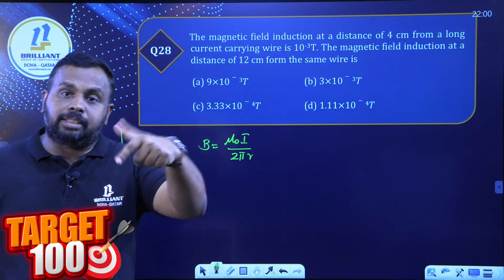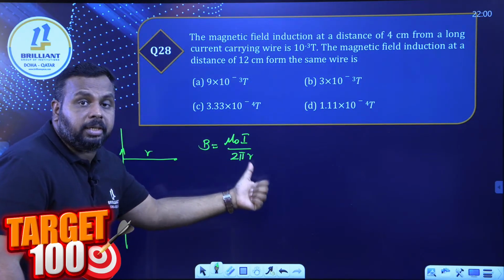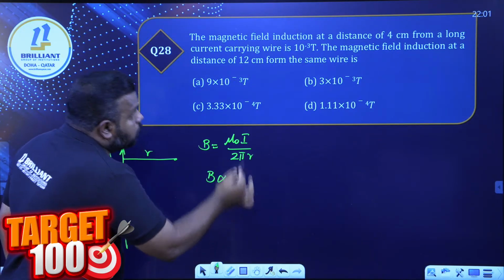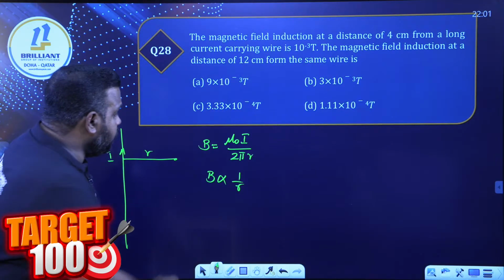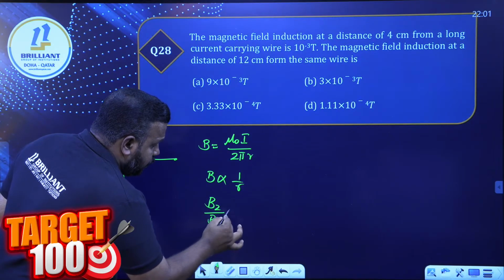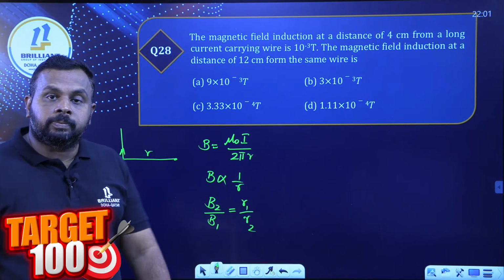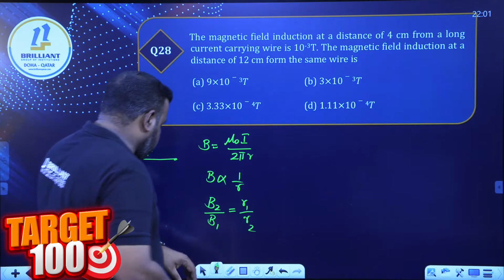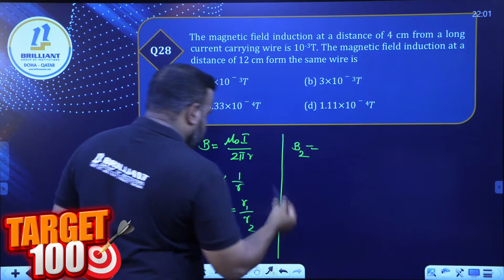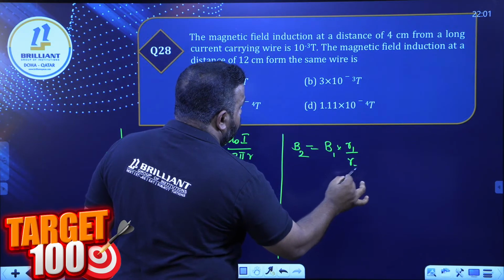So only the distance is changing. So we have to check the formula. How is B related to R? You can see that B is inversely proportional to R because current is same. That means B2 by B1, since they are inversely proportional, will be R1 by R2. Then we have to find B2. B2 is equal to B1 into R1 by R2. Now you can do it very easily.